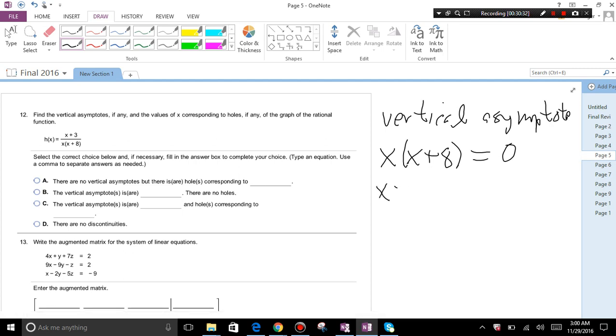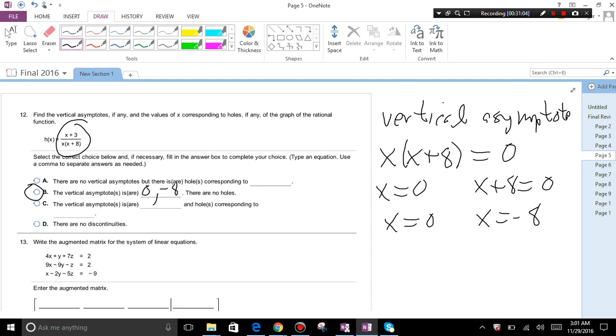And so this means that either x is 0 or x plus 8 is equal to 0. And so that means that x equals 0 and x equals -8 are potential vertical asymptotes, as long as there's no canceling in the original function. And because x plus 3 can't cancel out x, and x plus 3 cannot cancel out x plus 8, that means that there are no holes at all, and that the vertical asymptotes are 0 and -8.